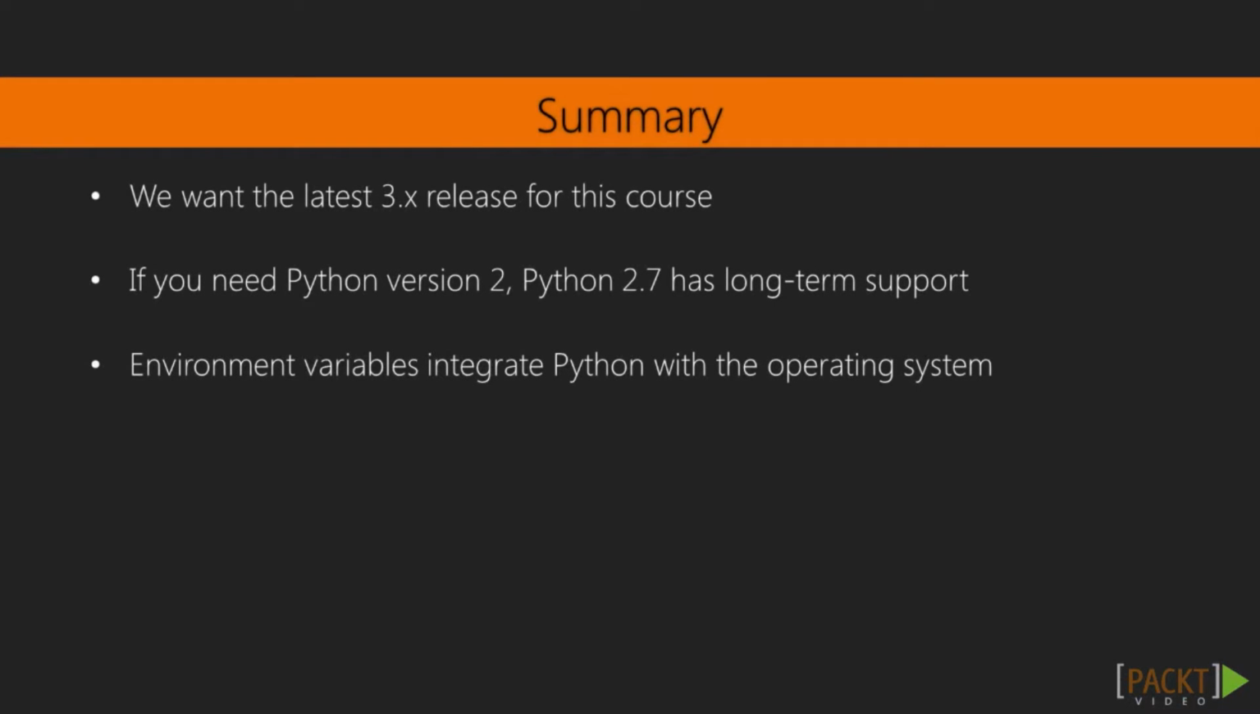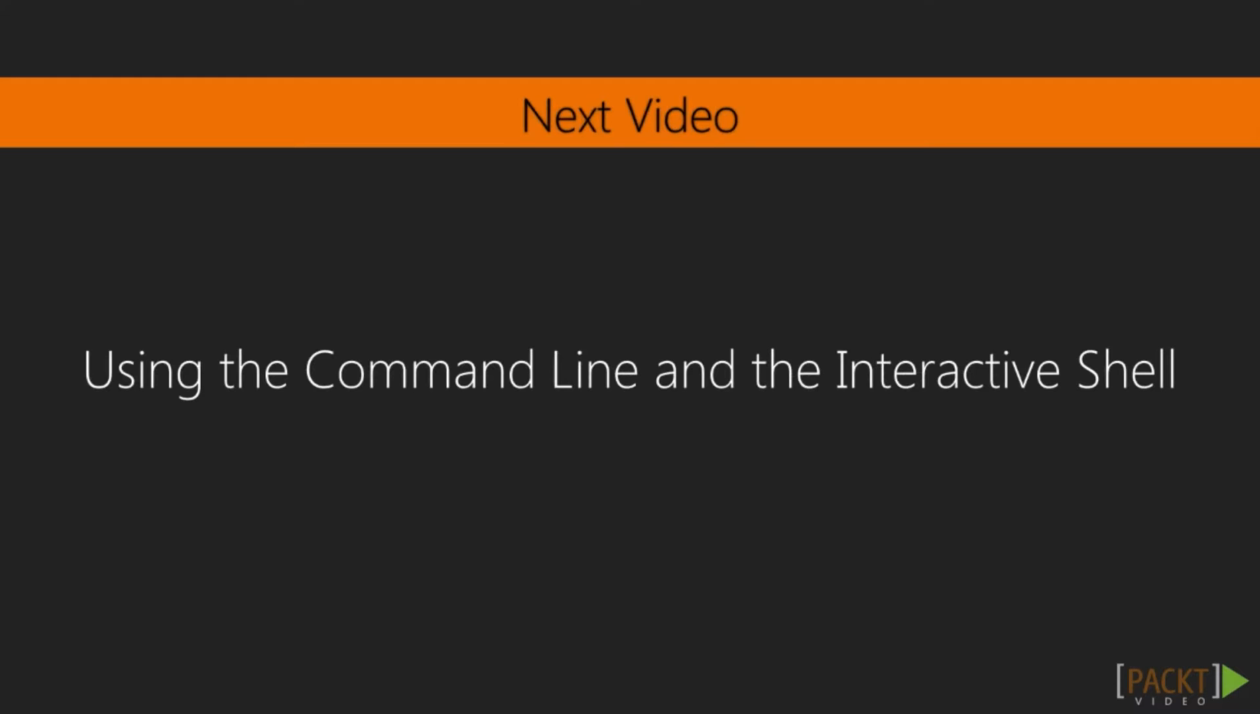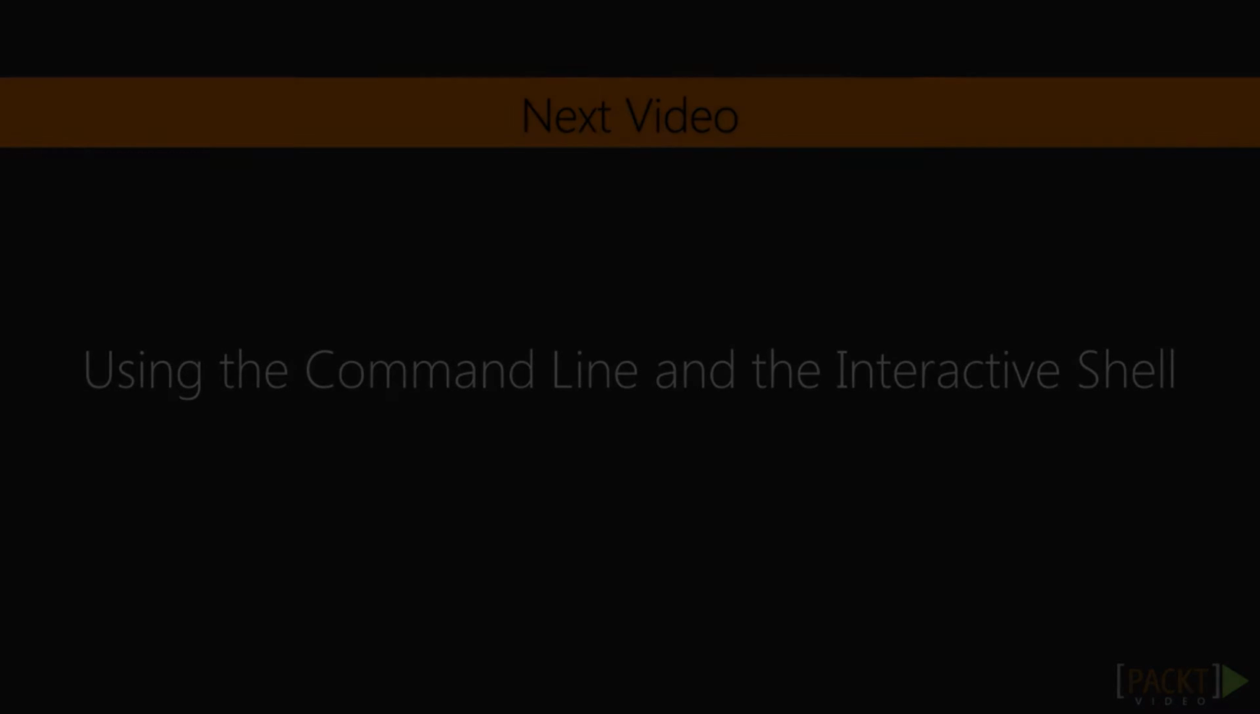So, in conclusion, you're free to choose whichever version of Python you want for your own usage, and even here, but I suggest using version 3.x because that is the version that I will be using. If you need Python version 2, version 2.7 has long-term support. It's not going to go away. You can use it for as long as you have the need. Environment variables are how the operating system finds out where to find the Python programs. They're the integration between Python and the operating system. In the next video, we'll learn how to perform quick experiments and harness Python's help function.